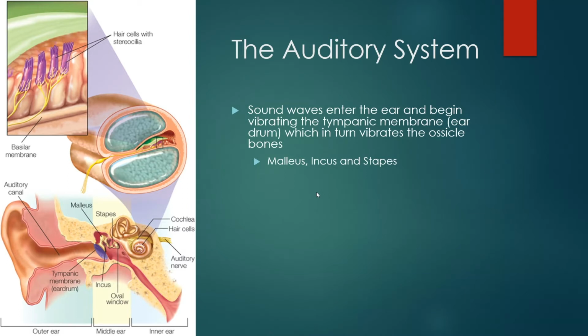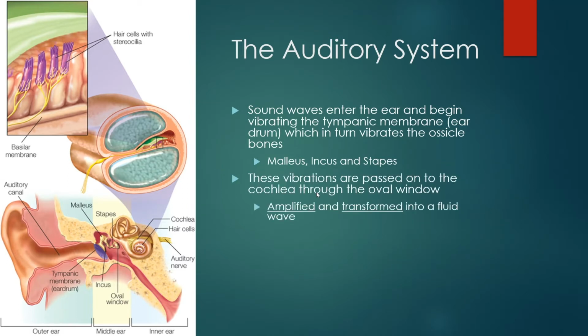What ends up happening from here is that the vibrations that are mechanical at this point need to be transferred into the cochlea where the actual receptors are. And the cochlea is filled with fluid, so this mechanical wave needs to be turned into a fluid wave. And there's this really ingenious evolutionary mechanism. It has to do with surface area.